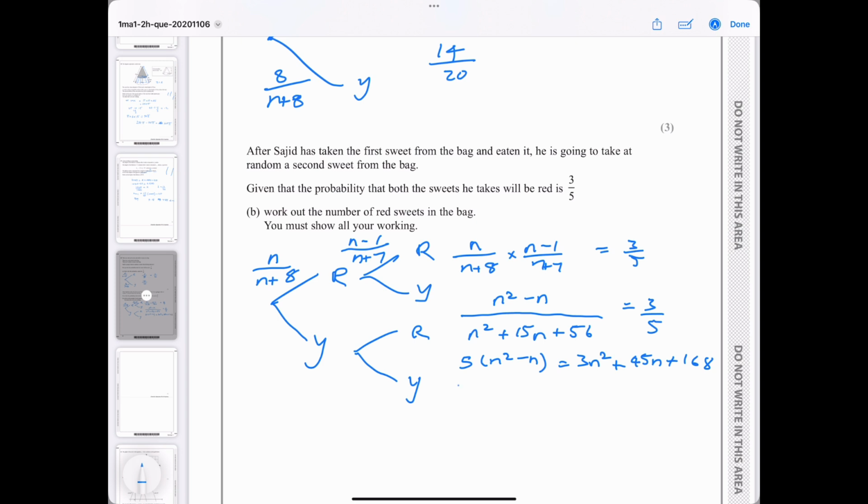Now, I'm just going to make that 5n squared minus 5n. Now I'm going to take all that off that side so I can solve the quadratic. So we get, take off the 3n squared, you get 2n squared. Take off 45n from minus 5n, and that would be minus 50n. And take off 168 equals 0.